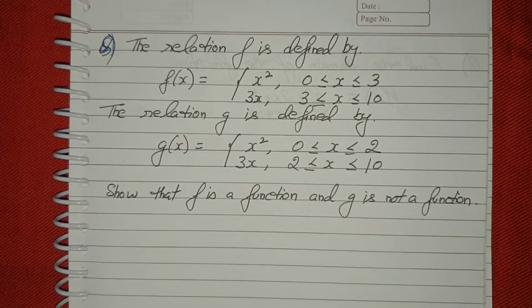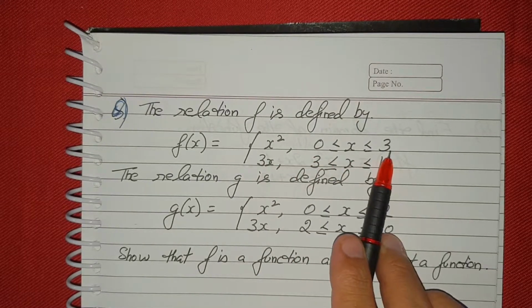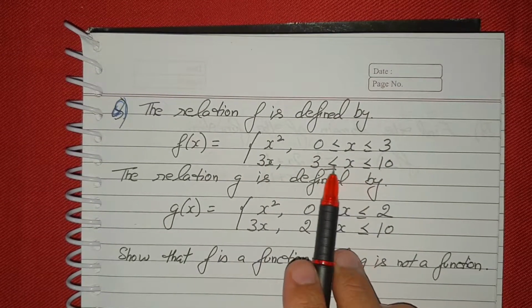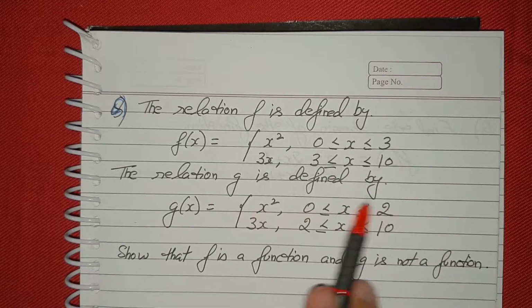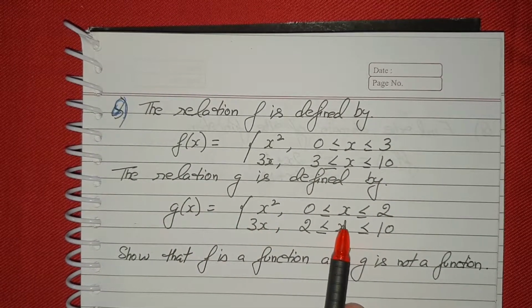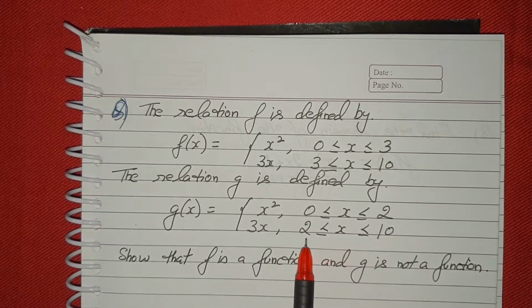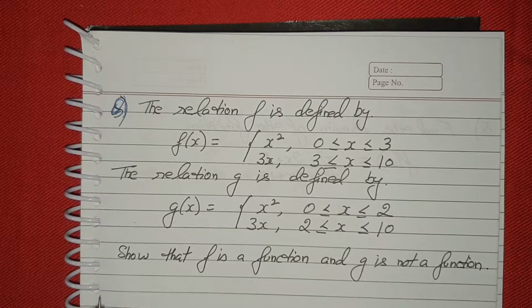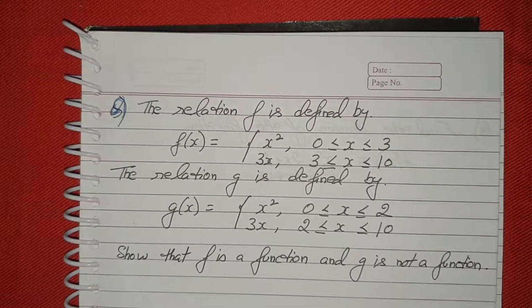The relation f is defined by f(x) equals x square when x lies between 0 to 3, and 3x when x lies between 3 to 10. Now the relation g is defined by g(x) is x square when x lies between 0 to 2, and 3x when x lies between 2 to 10. Now we have to show that f is a function and g is not a function.